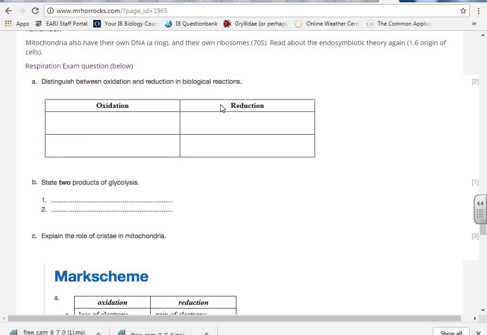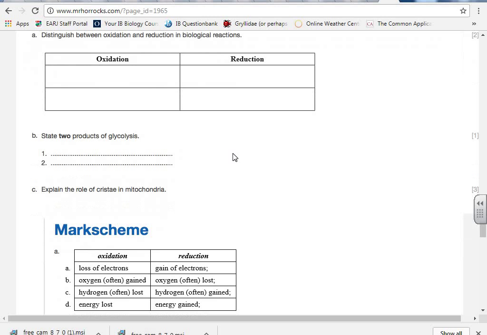Exam question here. Distinguish between oxidation and reduction in biological reactions. State two products of glycolysis. Explain the role of cristae in mitochondria. So, oxidation and reduction. Do I just distinguish? What do you think? Oxidation is like when you gain electrons. Actually, the opposite. Yeah. Okay, so remember OIL RIG. Oxidation is loss, loss of electrons, reduction is gain of electrons.